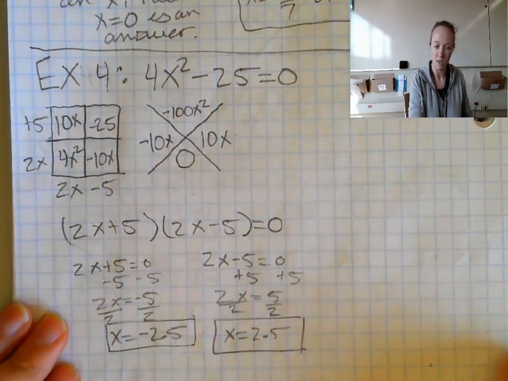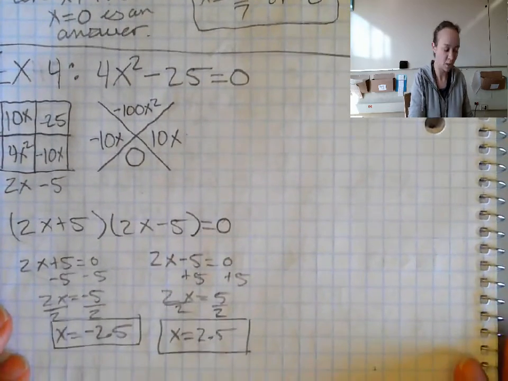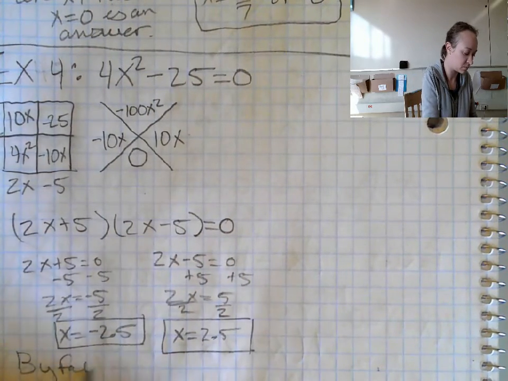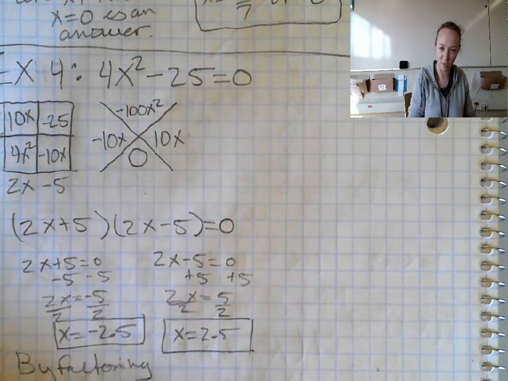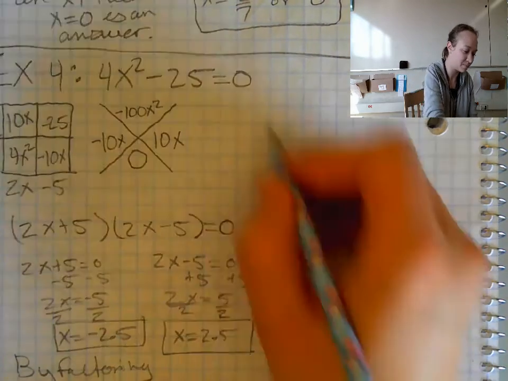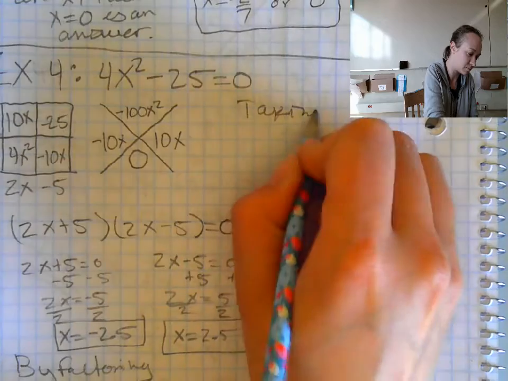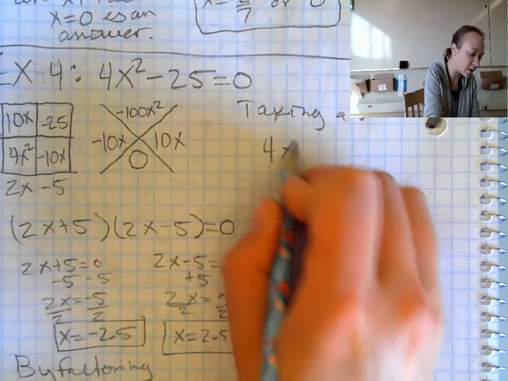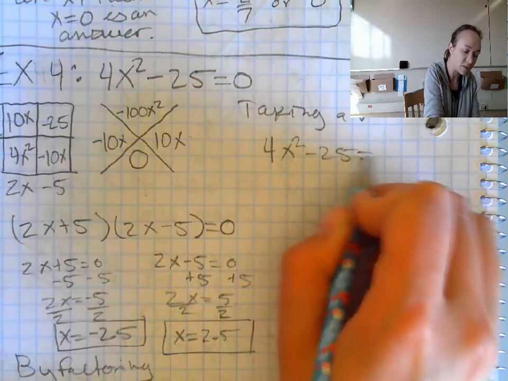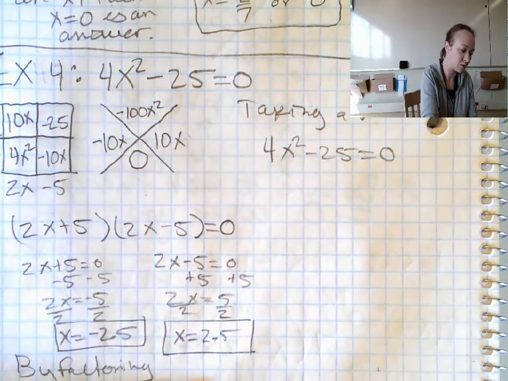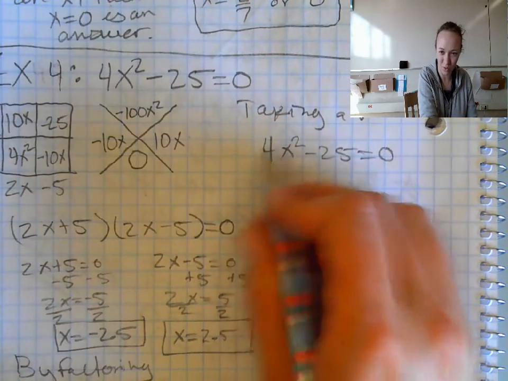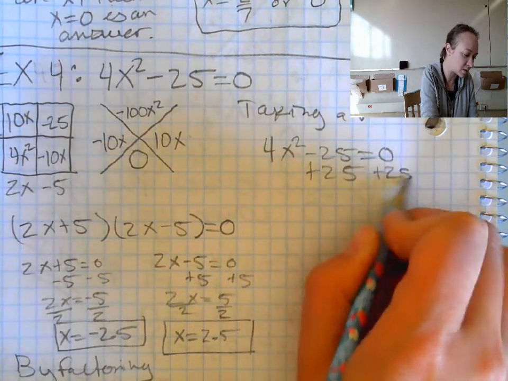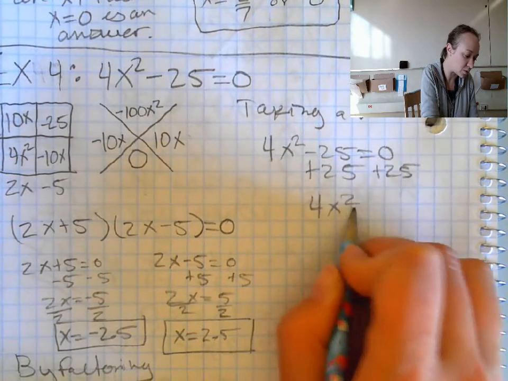Okay? There's an easier way. So the other way, this was by factoring. The other way is by taking a square root. So if we have 4x squared minus 25 equals 0, I can't just take a square root of this whole thing. It doesn't work that way, but I can add 25 to both sides. 4x squared equals 25.